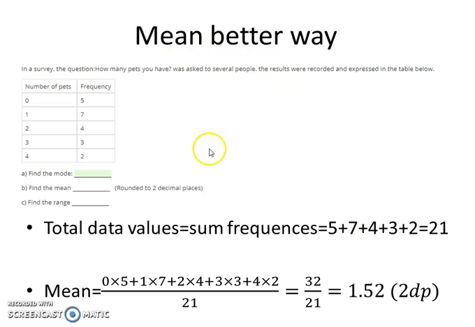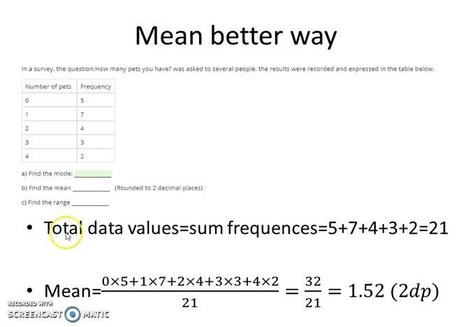Because look, the mean, a better way. What you do is you sum the frequencies, which we have done already. 5 plus 7 plus 4 plus 3 plus 2 gives you 21. So you have 21 data values. This means that 21 people were interviewed in this survey. And then to calculate the mean, you just do 0 times 5, plus 1 times 7, plus 2 times 4, plus 3 times 3, plus 4 times 2. So you multiply each data value times the frequency of the data value, you add them all, and you divide by the sum of the frequencies.